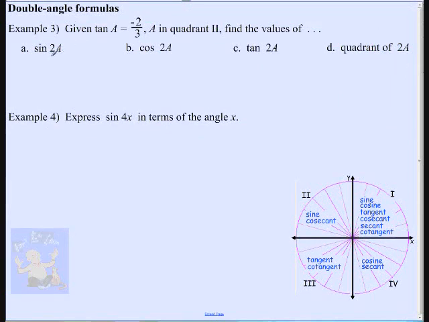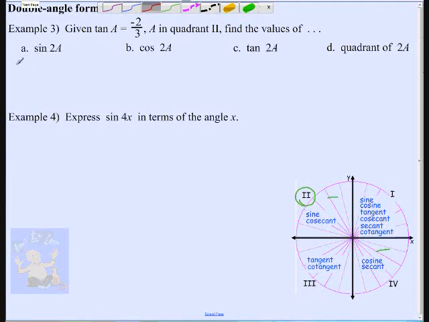Double angle formulas. We're doing more here. Given that the tangent is negative, all right, so it's positive here and here, therefore it is negative here and here. Tangent is negative. A is in quadrant, oh, they tell us, A is in quadrant 2. Find the values of 2A. All right. I think I have memorized it, thank goodness.